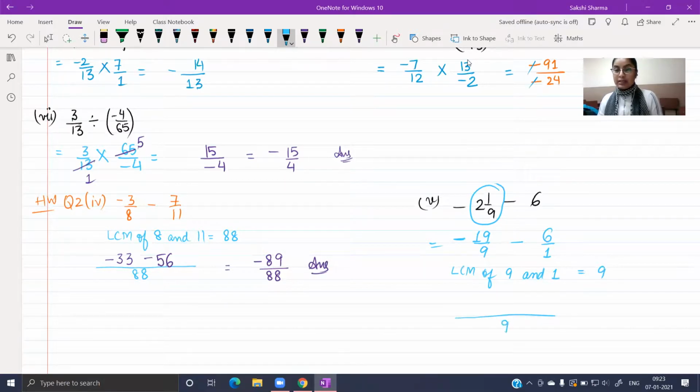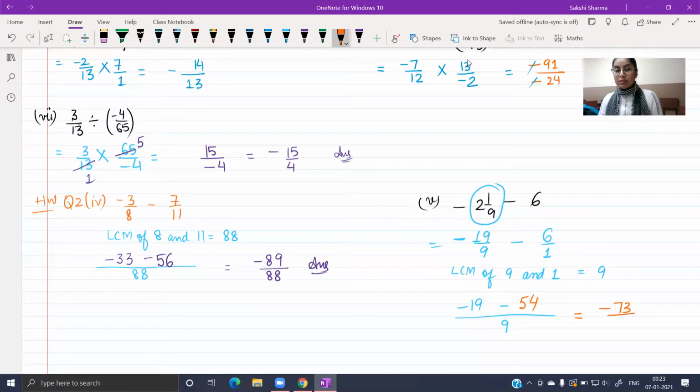Common denominator is 9. No change in the first one because the denominator was already 9. I don't want to change this. The second one needs to be changed. In order to make the denominator equal to 9, I would like to multiply the second rational number by 9. 9 into 9, from the numerator you get 54, and now you can obtain your answer.